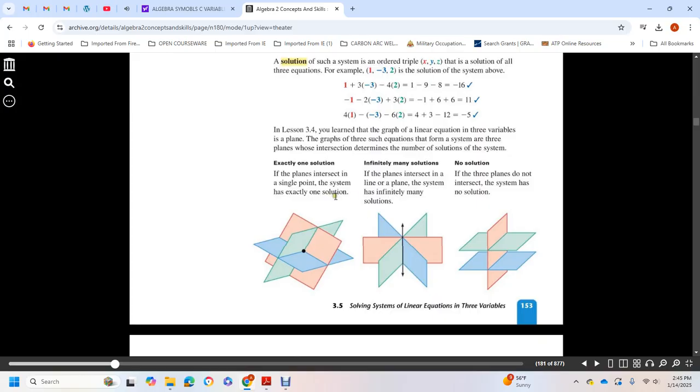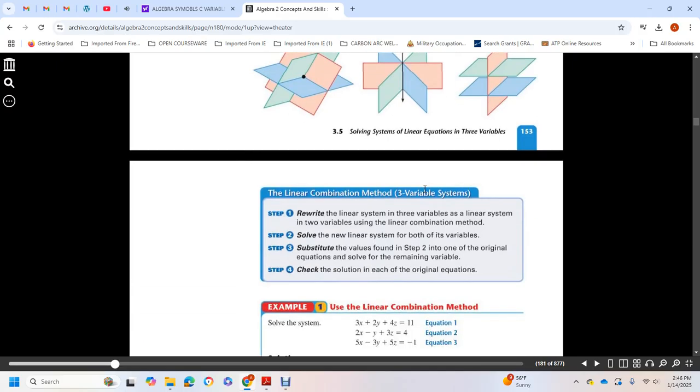So we have one solution, or infinitely many solutions where the planes intersect in a line or plane. If the planes intersect at a point, there's exactly one solution. If they intersect in a line or plane, there are infinitely many. No solution: the three planes do not intersect.